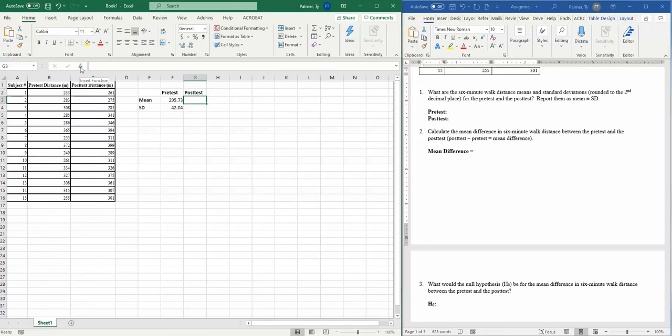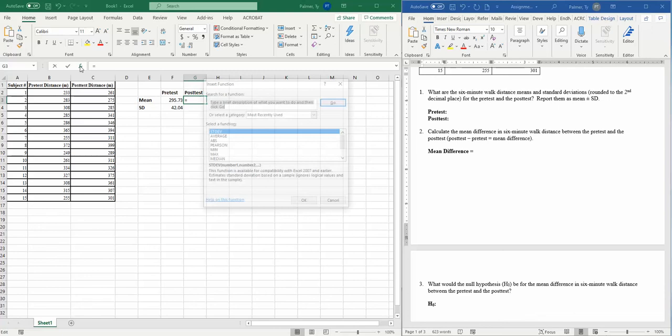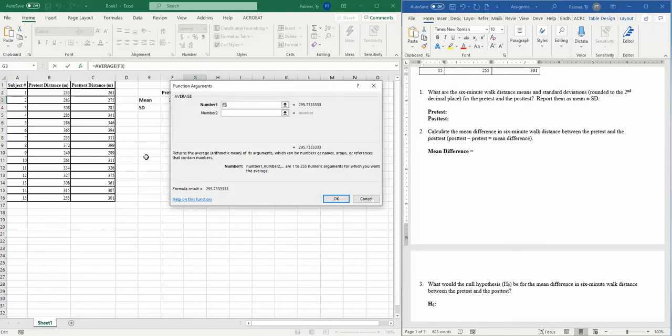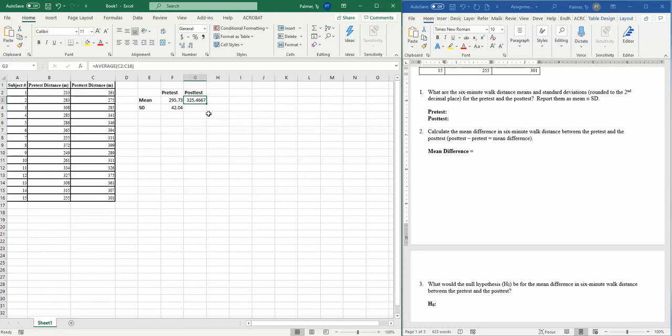To calculate the mean of the post-test, highlight the empty cell, go to the function key, go to average, click OK. Now we're going to click and highlight all of the post-test scores. Once we've done that, click OK, and that should calculate the mean for the post-test. Let's adjust the number of decimal spots by decreasing the decimal to 2, and that should be our mean rounded to the first 2 decimal places, which is what we want.